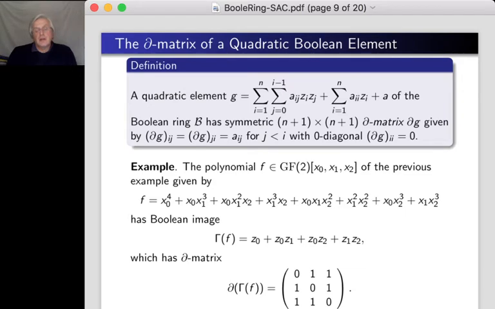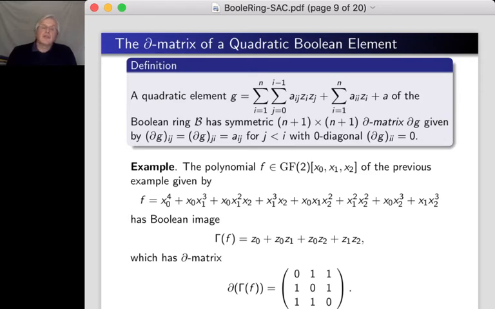Okay, so we're going to be dealing with quadratic Boolean elements, and this definition in the first line has a generic form of a quadratic Boolean element. It's a sum of coefficients times zi, zj, where i and j are different, plus terms of the form something times zi, plus a constant a. So it has a sum of quadratic terms, a sum of linear terms, and a constant.